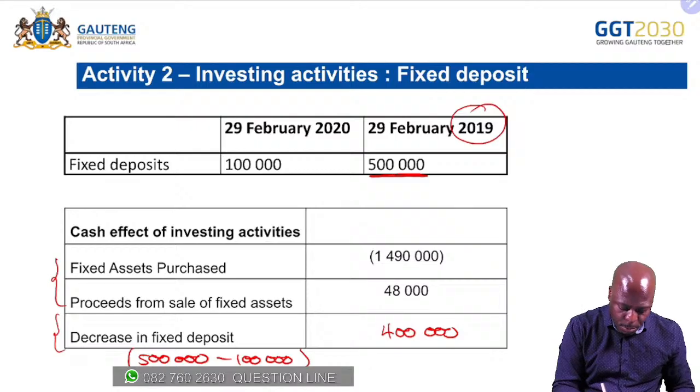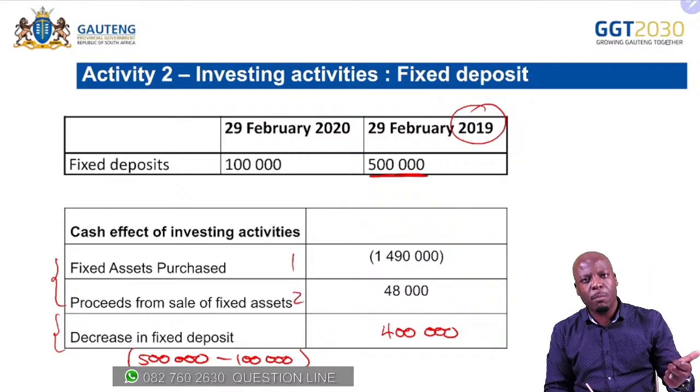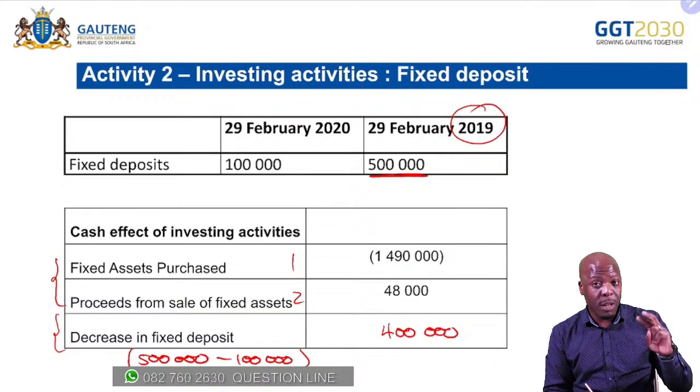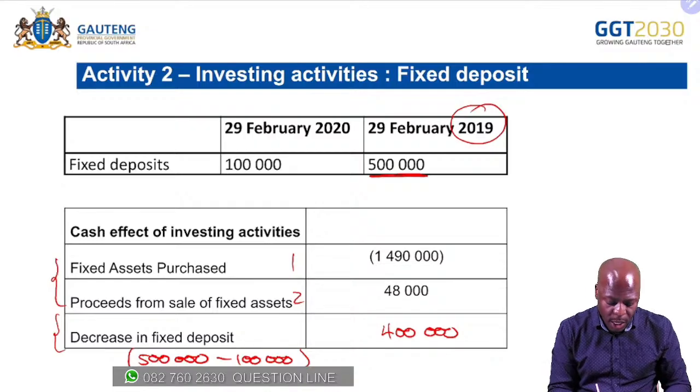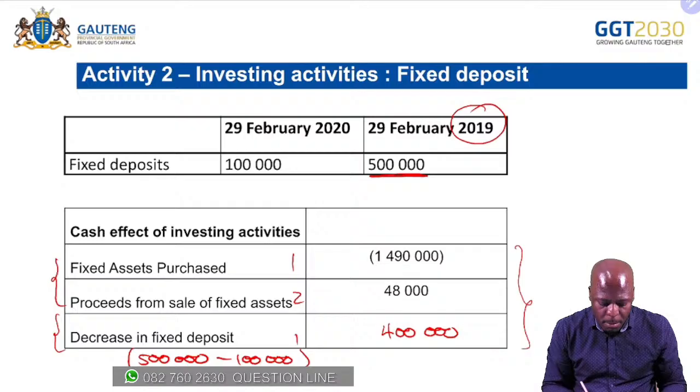Your tangible assets, they can bring you 1 and 2. But with your financial assets, that is the fixed deposit, they normally would bring you one side to it. But your tangible assets, they'll have to bring two sides to it. So here you only have one side to it. That means my investing activities are completed.